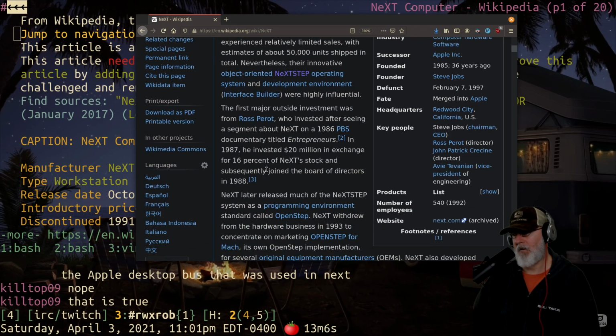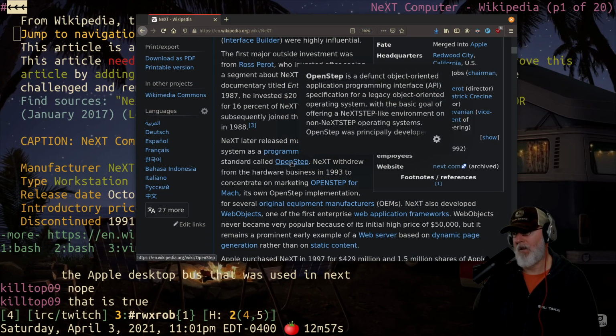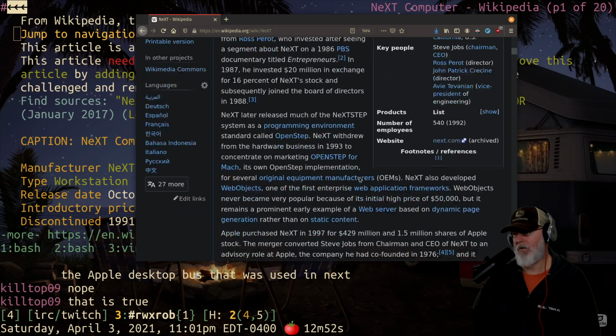Exchange for stocks, join the board of directors. NeXT later released much of the NeXTSTEP system as a programming environment called OpenStep. I do remember that. NeXT withdrew from the hardware business in 1993 to concentrate on OpenStep.